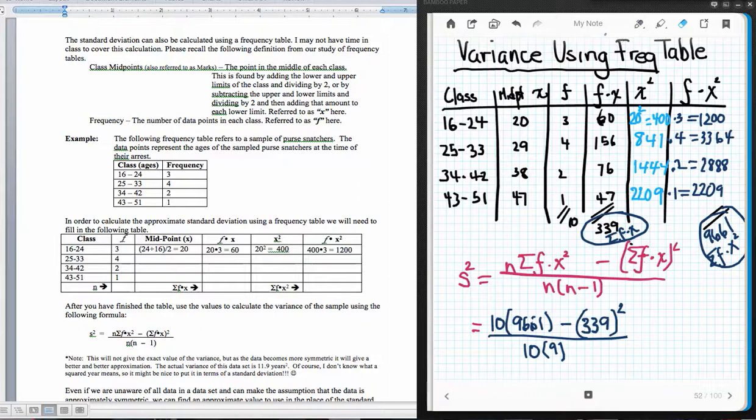So the next time you see this again, you're going to put those in. You might want to pause it, try to do it on your own, and then put those values in for yourself.